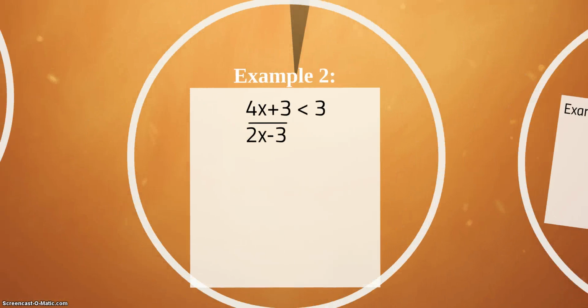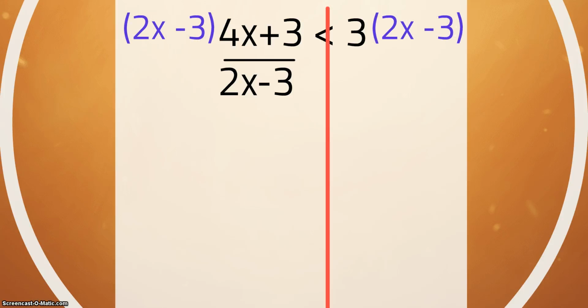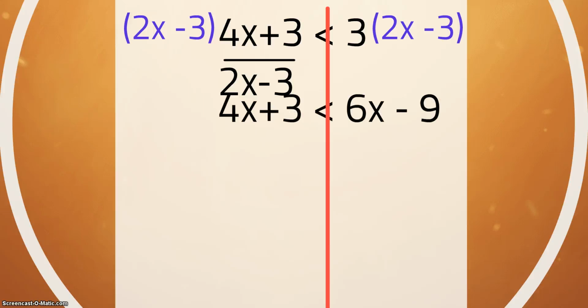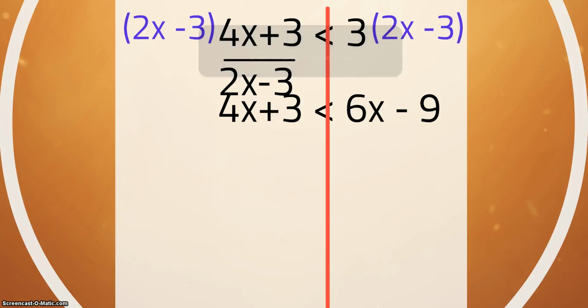Let's do another example. Here we're going to undo the bottom of the fraction bar first. So we're going to multiply by 2x minus 3. Once I distribute that, on the left side, the 2x minus 3 goes away, and on the right side, I'm going to distribute, and 3 times 2x is 6x, and 3 times negative 3 is negative 9.